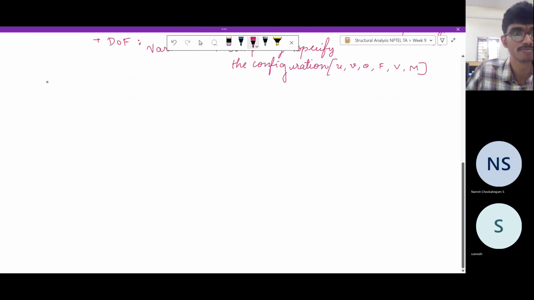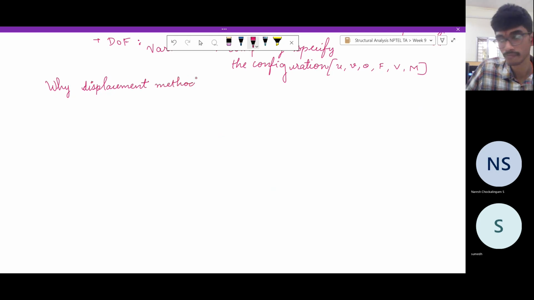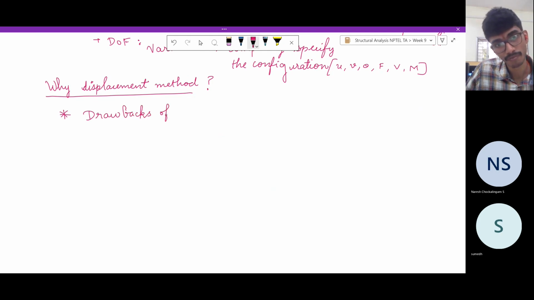Because we have been using the force method of analysis quite often. Now, what was the need that this displacement method of analysis got developed? So why? Why displacement method? If you recall, one of the major issues is that once we draw in statics, right? So, drawbacks of the force method.